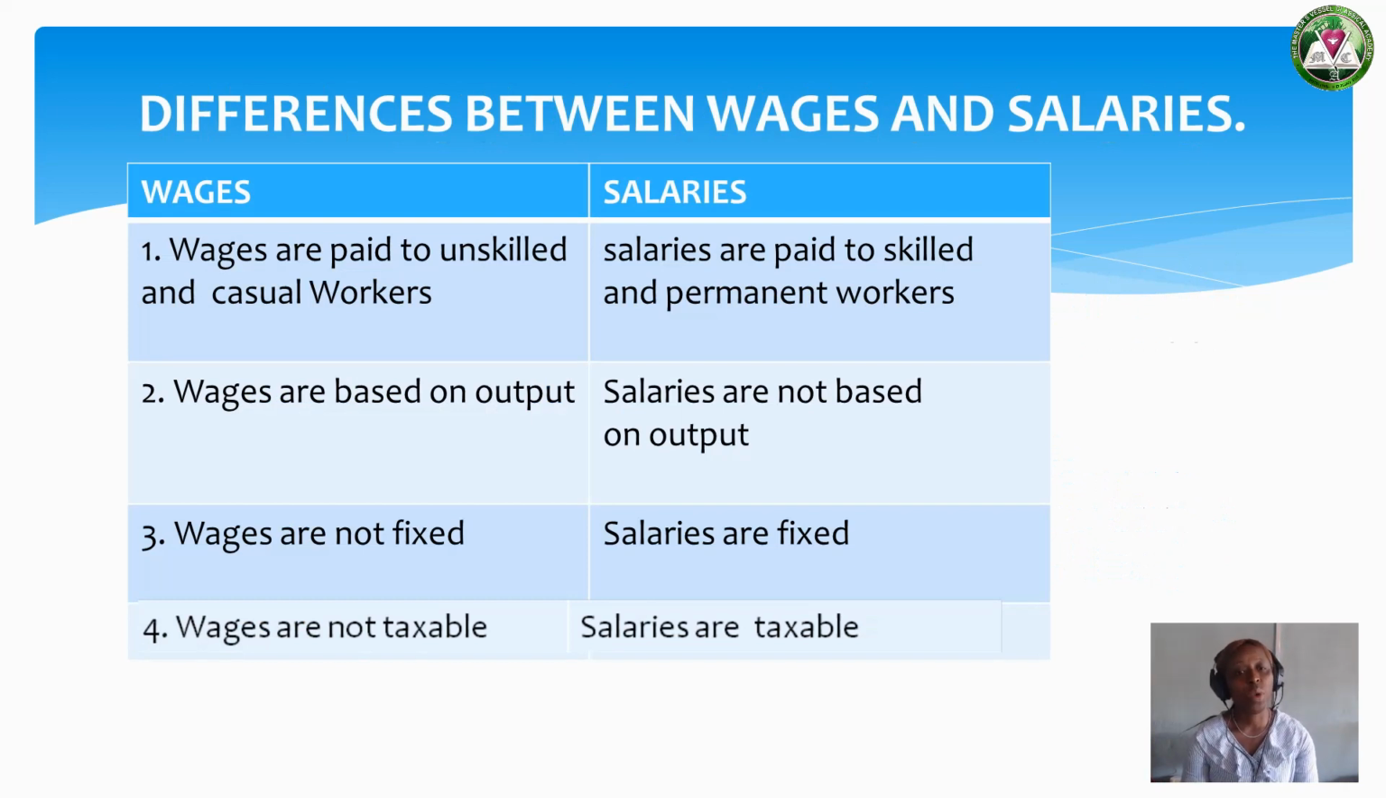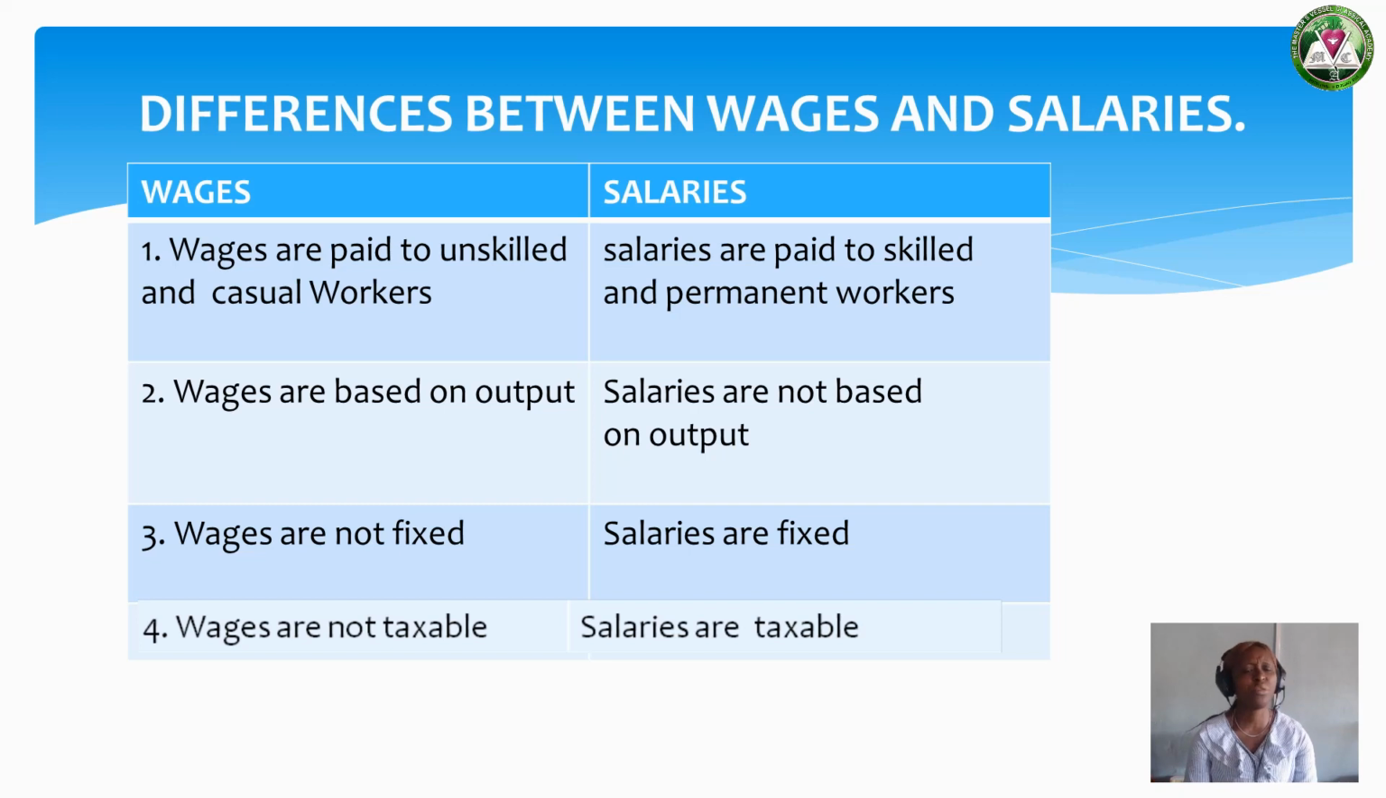Now, differences between wages and salaries. Remember, I said wages are paid to unskilled and casual workers, while salaries are paid to skilled and permanent workers. Wages are based on output, while salaries are not. So you don't say, I have worked 20 cartons today, that is how my salary will be at the end of the month. No, it is on wages that they will pay you such an amount because it is based on your output, while salaries are not based on output.